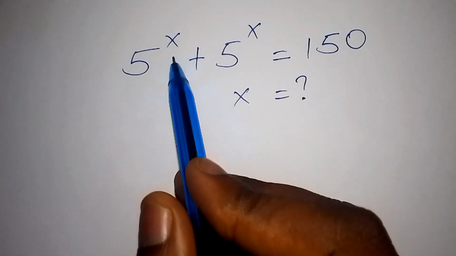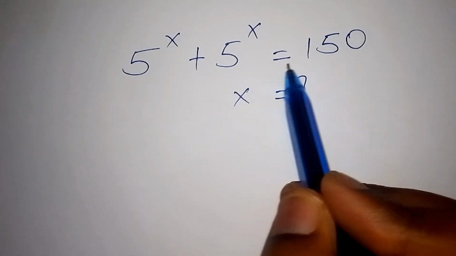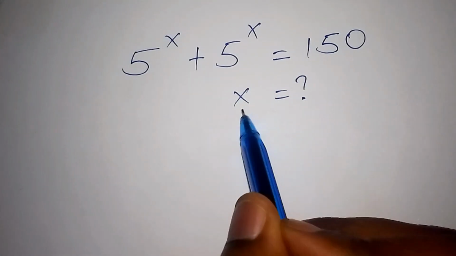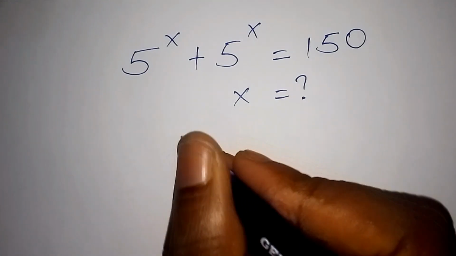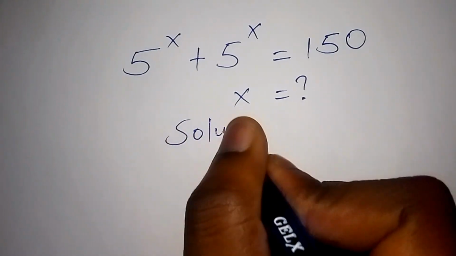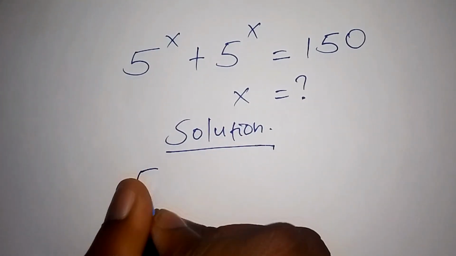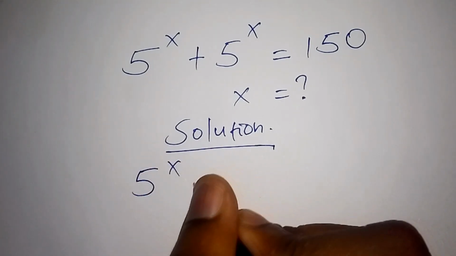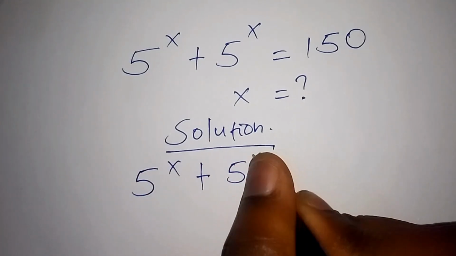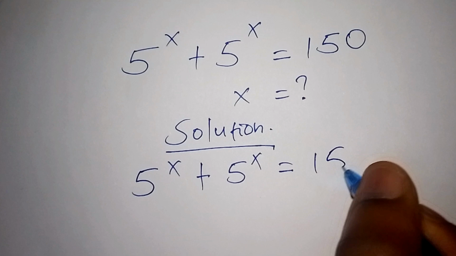So we have 5 to the power of x plus 5 to the power of x is equal to 150. We are asked to find the value of x. So let's start with the solution. Let's write the maths problem: 5 to the power of x plus 5 to the power of x is equal to 150.